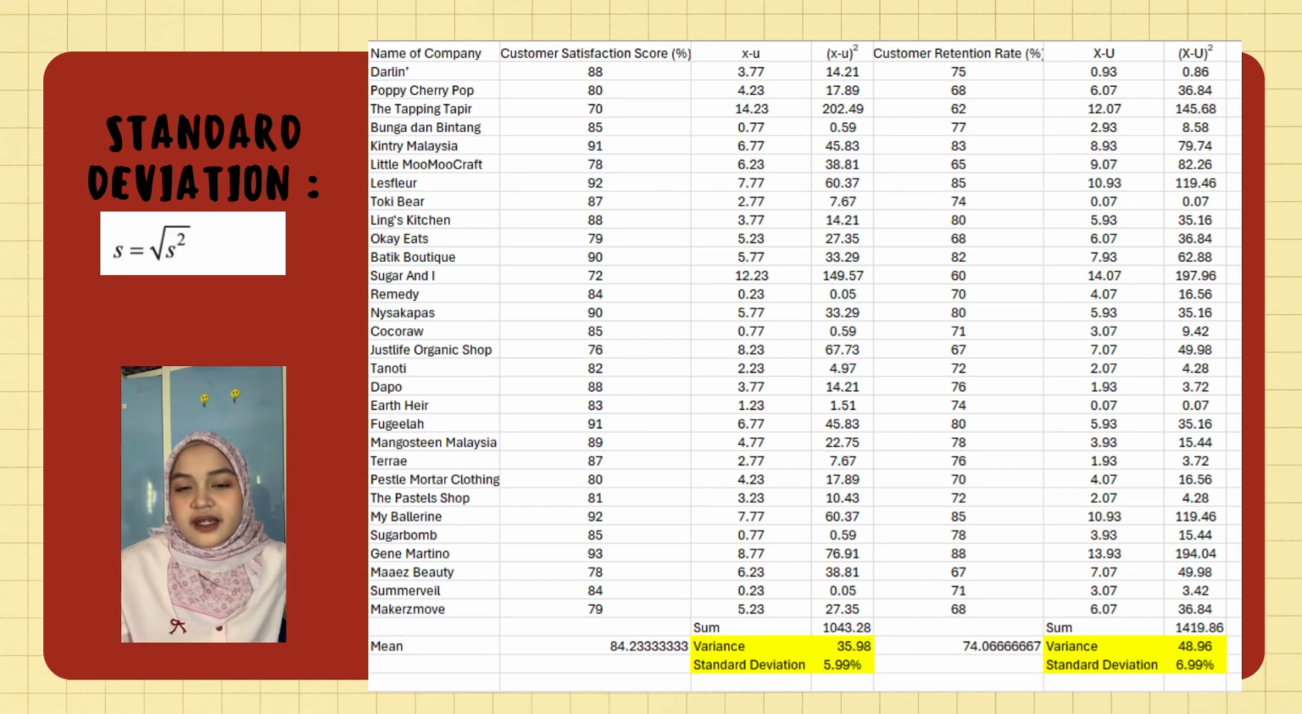and for customer retention rate, I get 48.96%. The standard deviation is easier to find because once we have the variance, it is the square root of the variance. So in this formula, I use sigma. So I need the square root, and inside that, I have the formula for the variance. So for customer satisfaction score, I get 5.99% standard deviation and 6.99% for customer retention rate. Since the standard deviation for retention is greater, this tells us that retention scores are more spread out, or in other words, more variable.